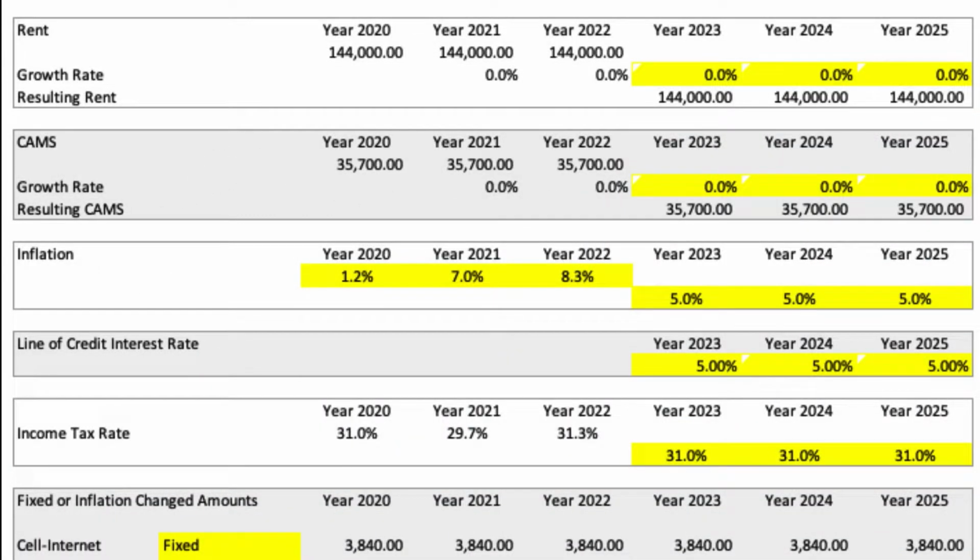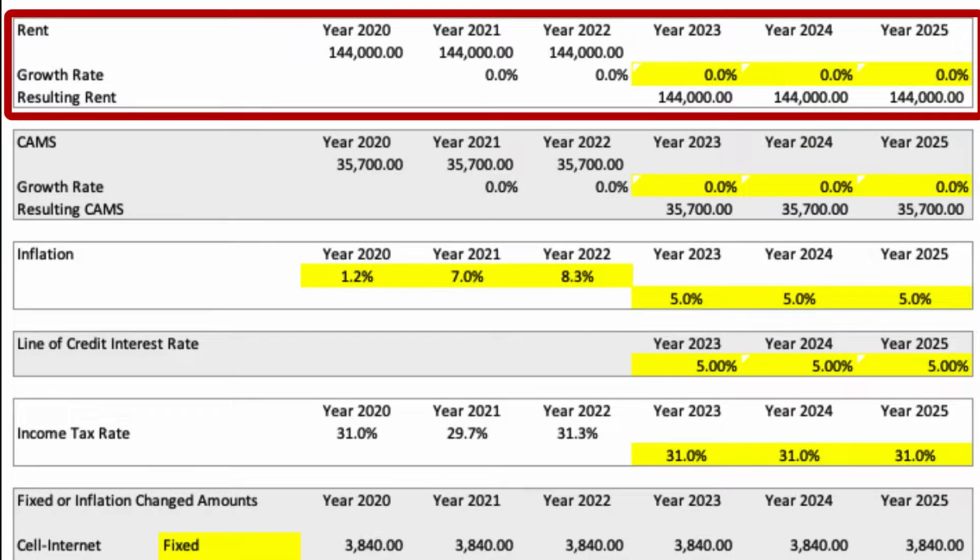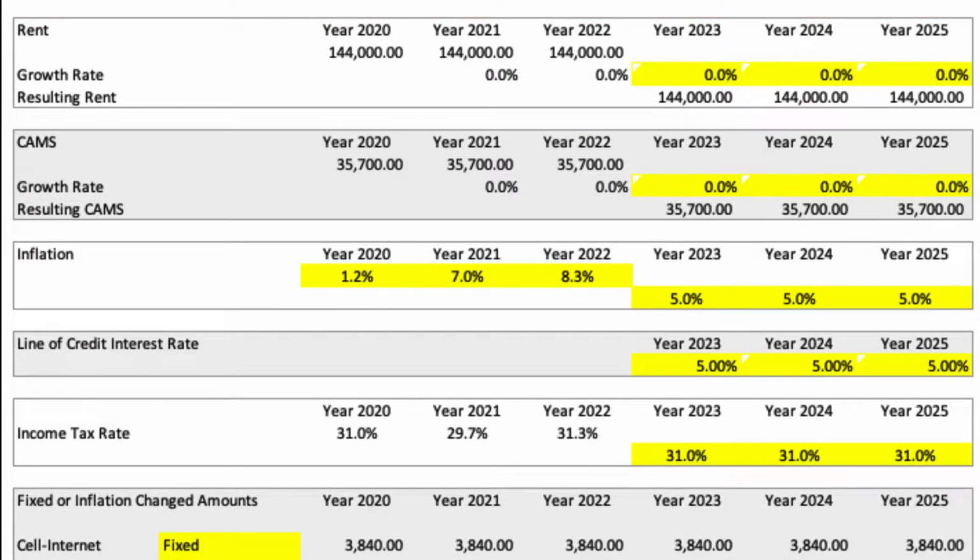Next on the list is rent. Our rent has been steady for the last few years, and a lot of times rent is a fixed amount for the length of the lease, or it may increase every year based on different factors. I'm going to just leave it at 0%.